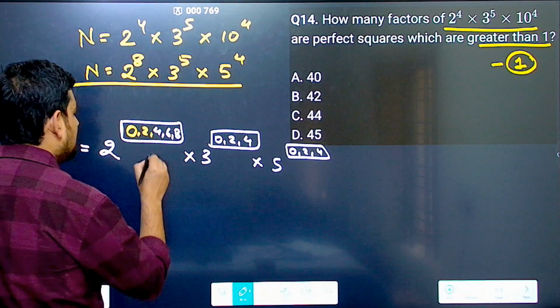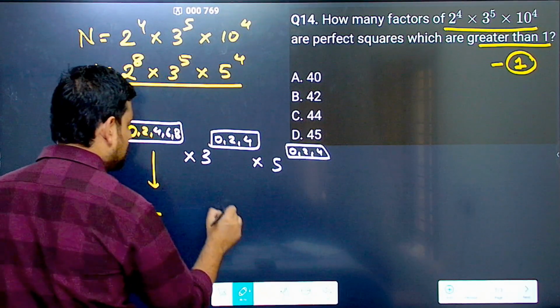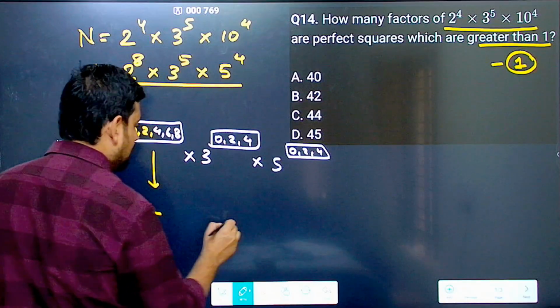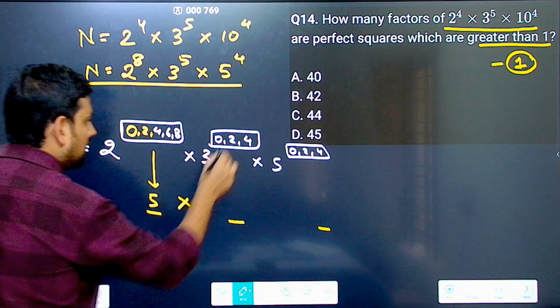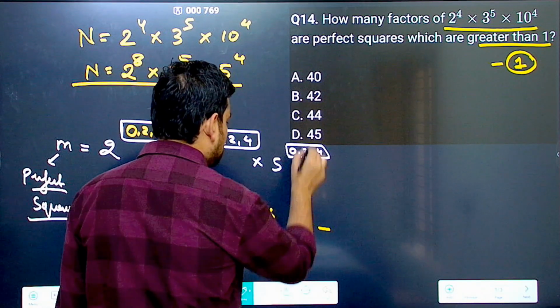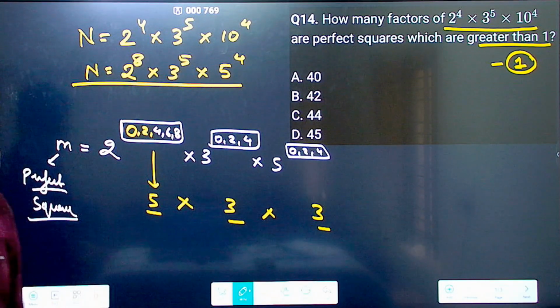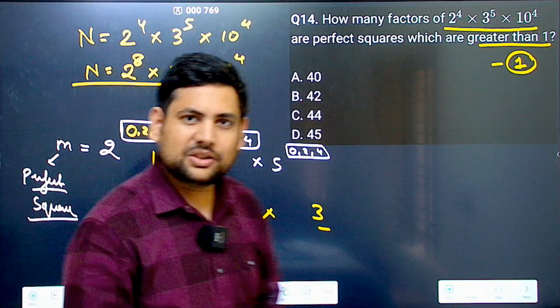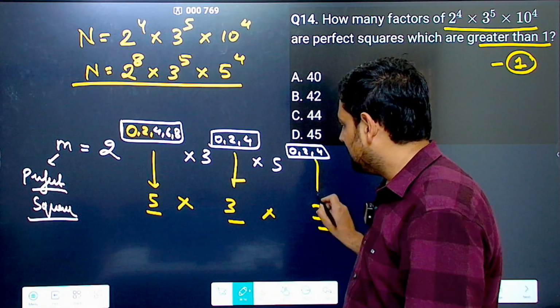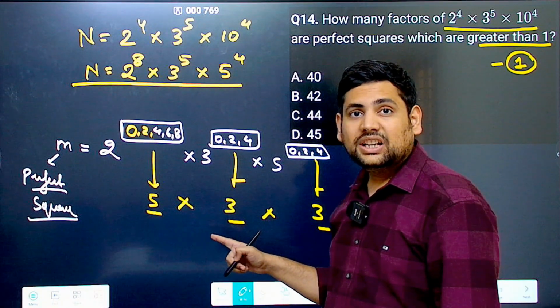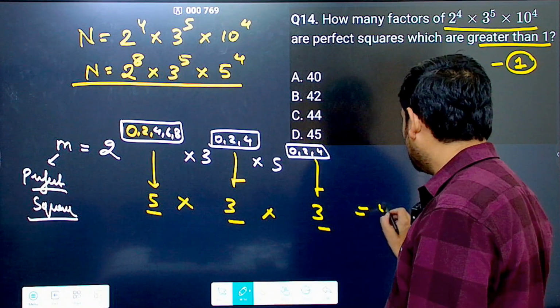How many ways can I fill these blanks? 1, 2, 3, 4, 5 into 3, then into 3. We see this in permutation and combination also. How many ways can you fill these 3 blanks? So this becomes 5 into 3 is 15, 15 into 3 is 45.